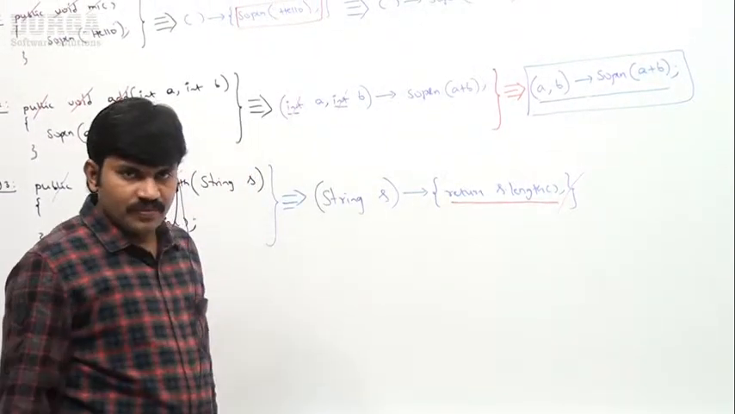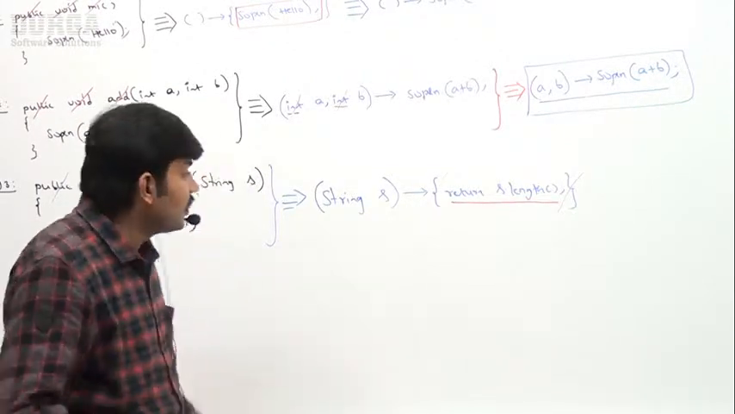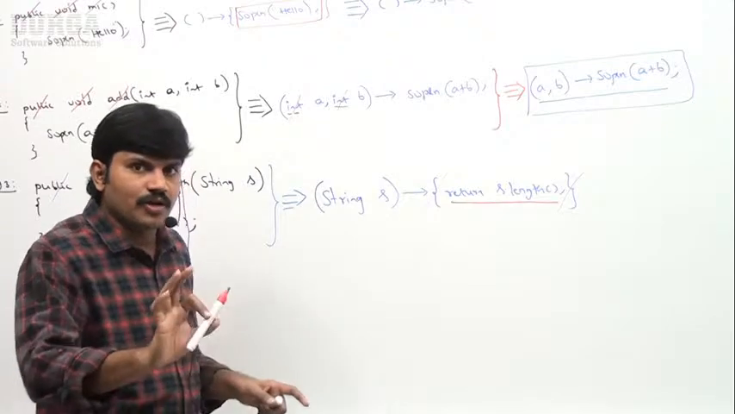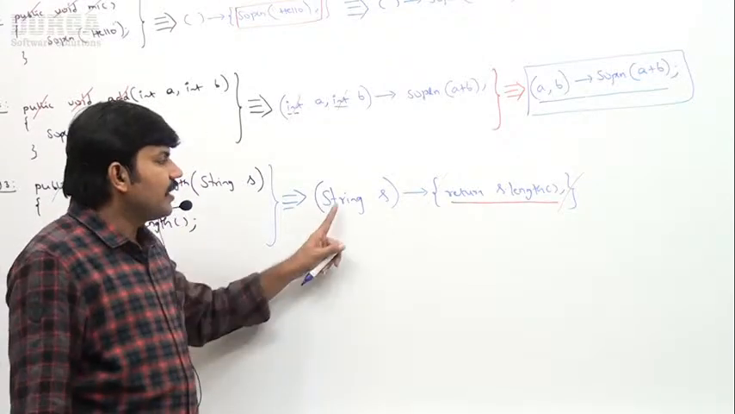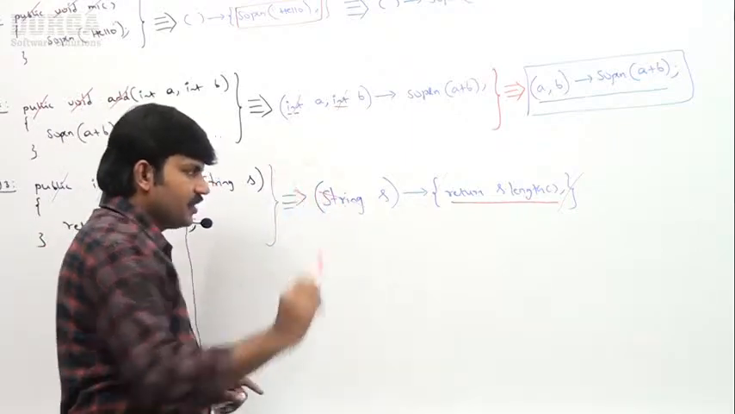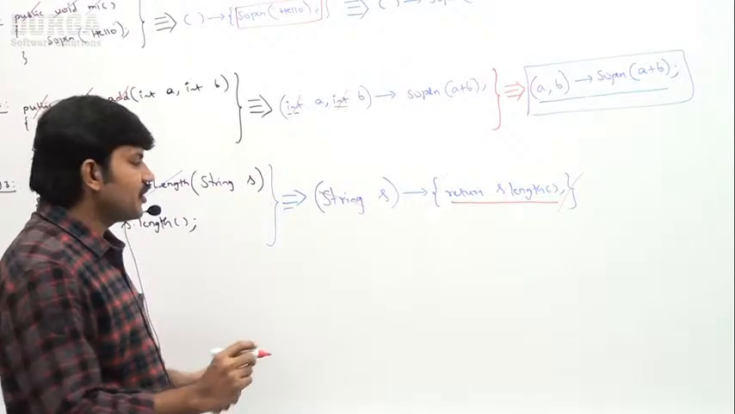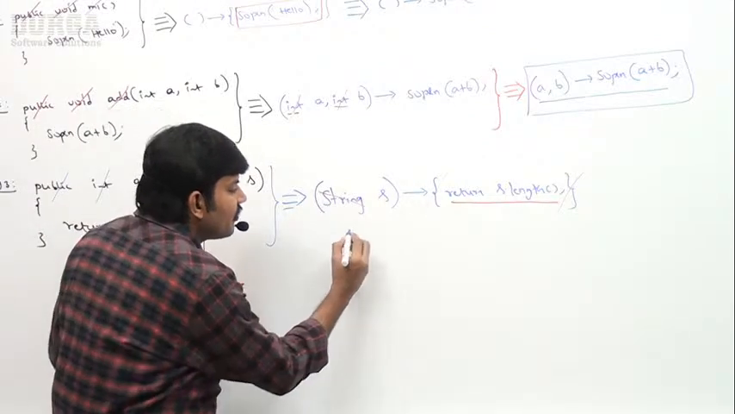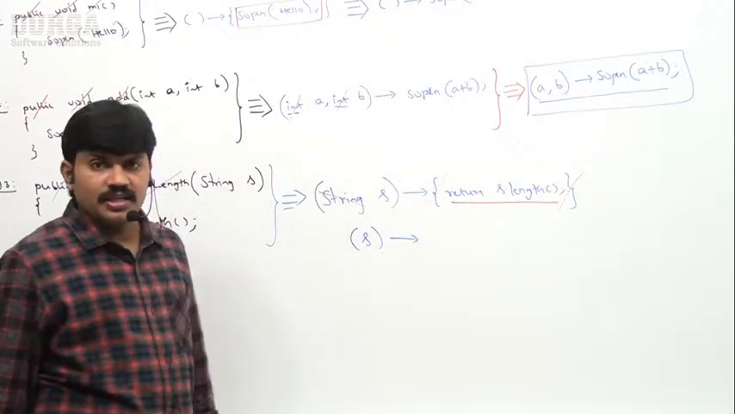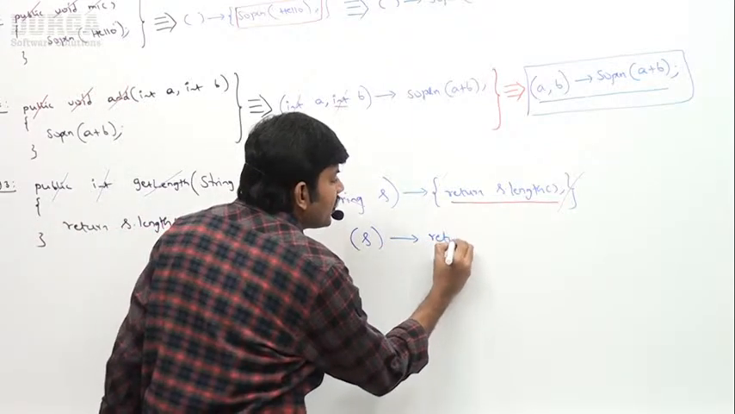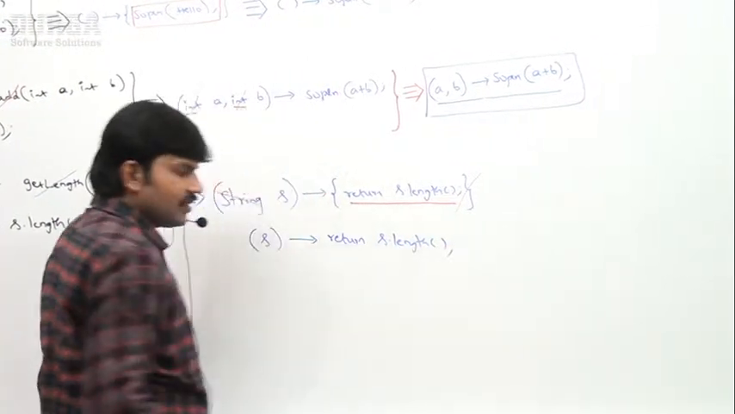Point number one. Based on the context, if the compiler can guess the type automatically by type inference, then I can remove the type also. Is it clear, right? Okay. Now, can you please tell how your lambda expression looks like? Sir, very simple. s gives, return, what is this one, sir? Return s.length(). Return s.length().